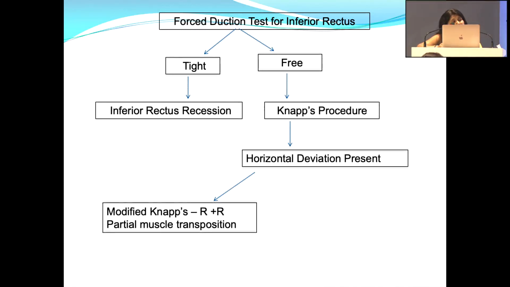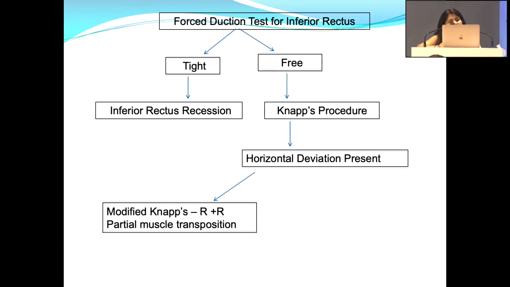Along with a monocular elevation deficit, we may sometimes have associated horizontal strabismus, and there are ways to deal with that horizontal strabismus as well. So you can do modified NAPS. That means the horizontal recti muscles can be recessed or resected depending on the esotropia and exotropia. So that is one option.